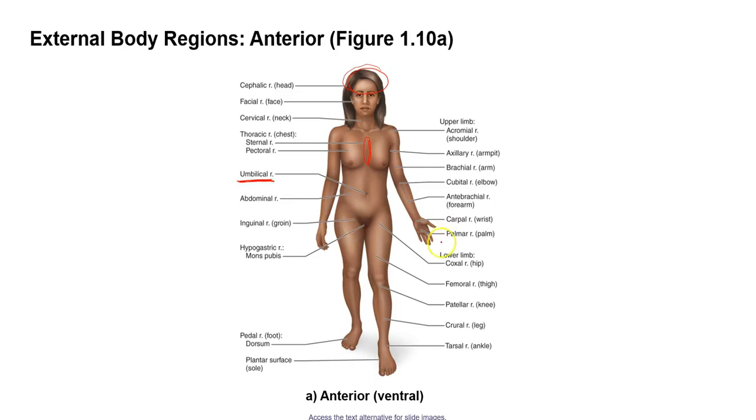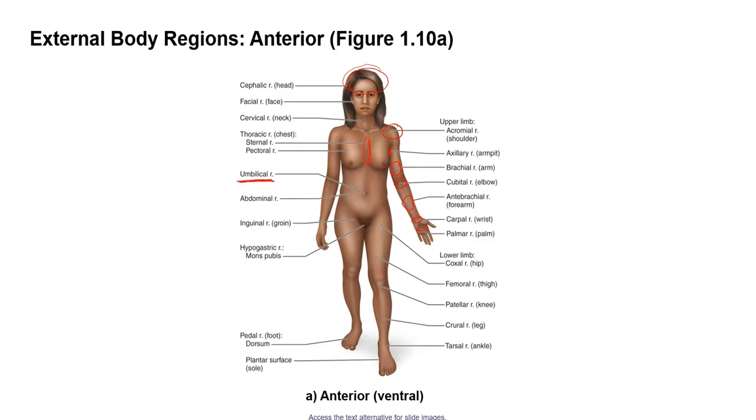Now switching over to your right, the left upper limb, we have the shoulder is the acromial region. Axillary is the armpit. Brachial is the upper arm. Cubital is the elbow. Antebrachial is the entire forearm. Carpal is the wrist. Palmar is the palm.